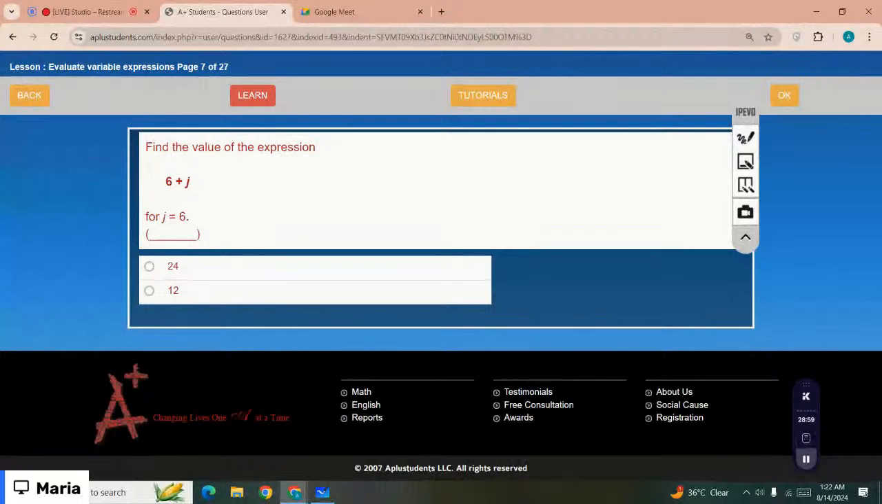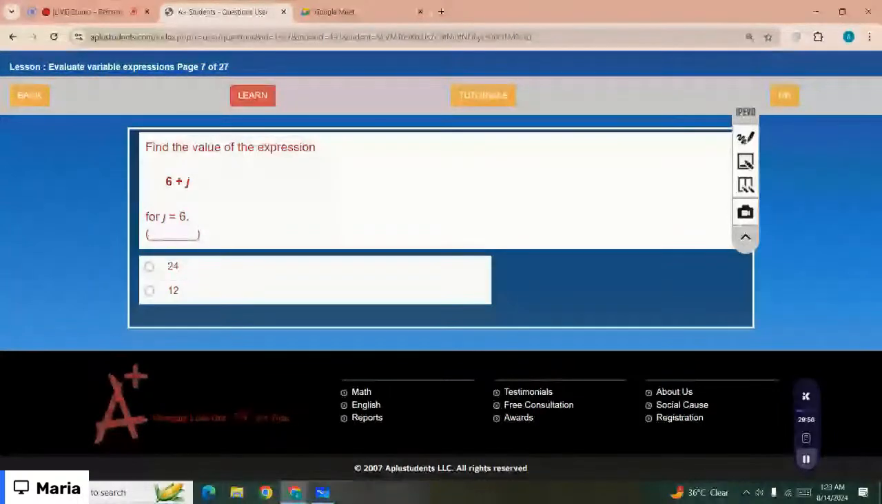Find the value of the expression. So which is the correct option? You need to evaluate it for j equals 6. So replace the j with a value. Yes, you have to do 6 plus 6. So the correct option is 12. Option number 2 is the correct option.